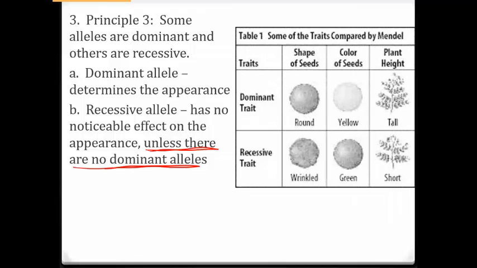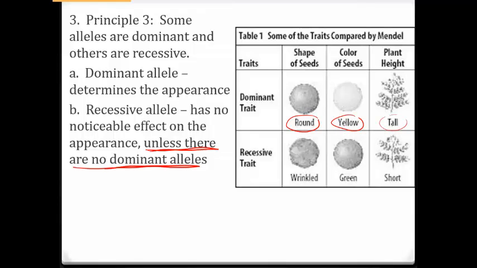In this case, for Mendel, what he noticed when he did all of his genetic experiments in the garden was that the dominant trait was round. He saw that more often than the wrinkled trait. Yellow was dominant, and tall was dominant over short.